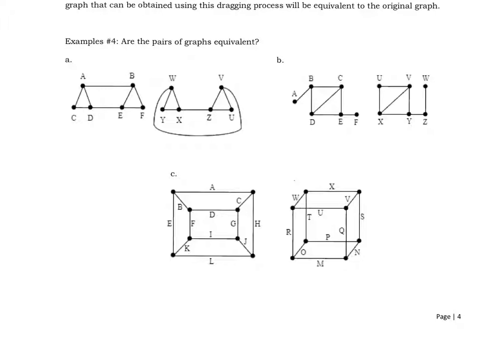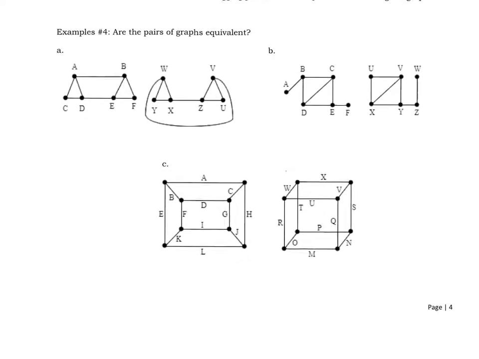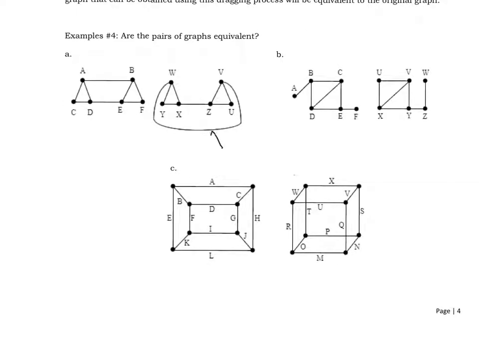So if we look at example A, it appears that the only thing that has happened is this edge AB is just dragged around where it's this particular edge right here. Okay? So otherwise, everything else seems to have the same degree, seems to be oriented in the same way, where we have the same degrees and what have you. So that looks like yes.